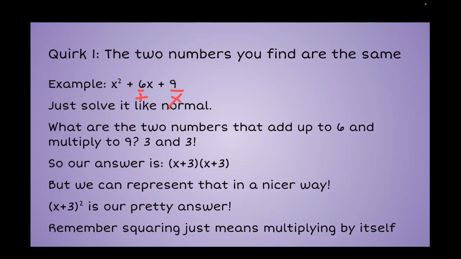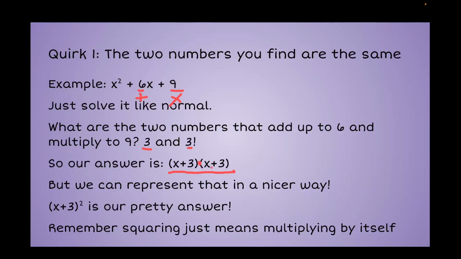You would probably soon realize that 3 and 3 work, but those are the same number. Is that a problem? No, it's fine. They can both be the same number. So you could write your answer like this, and that's how we would have written an answer before. But now I want us to do it in a nicer way. You know that these two things are being multiplied together, and they're the same thing. That's the same thing as squaring.